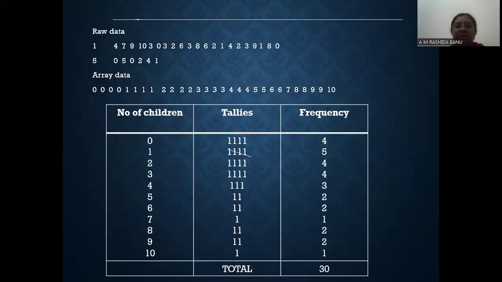So here the zero value is repeated 4 times. So it is given in tallies as well as in frequency. Similarly, the number 1 values are 4 and it is represented, and likewise the numbers 2, 3. So likewise, we have represented all the values. At the end, we are getting a total frequency of 30.